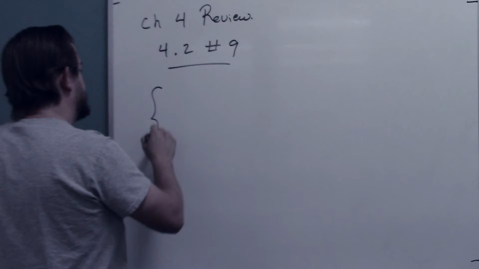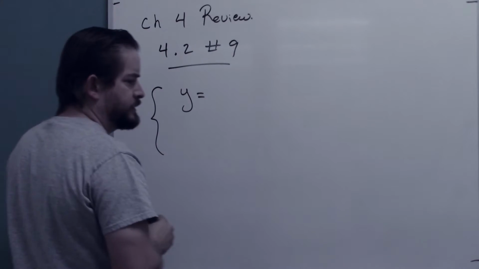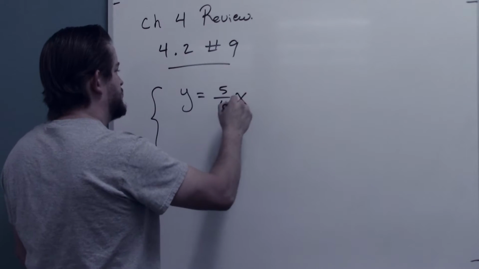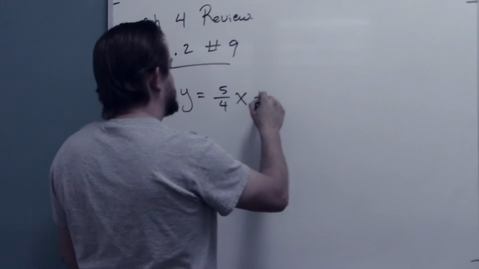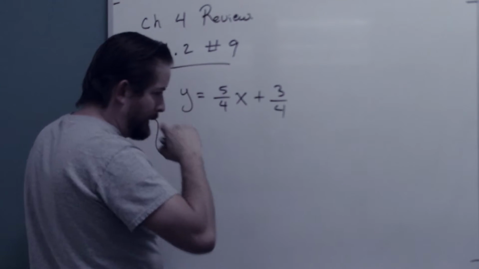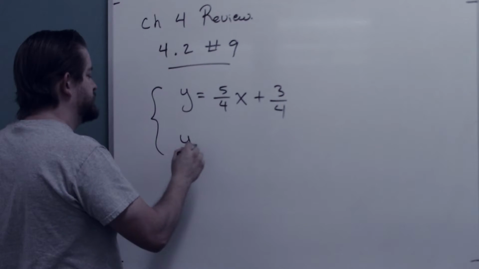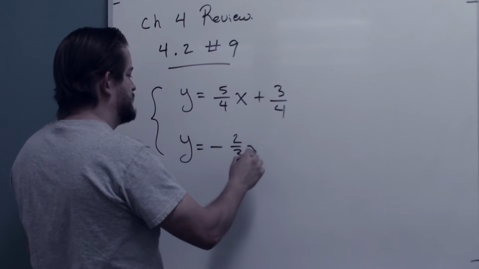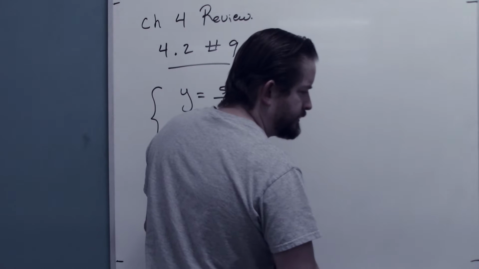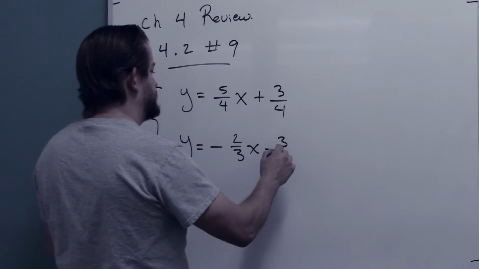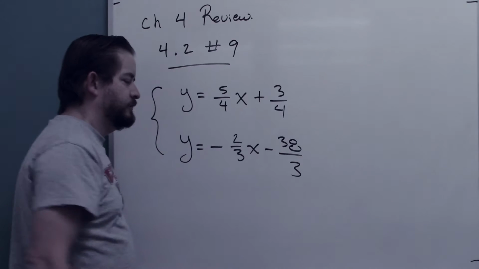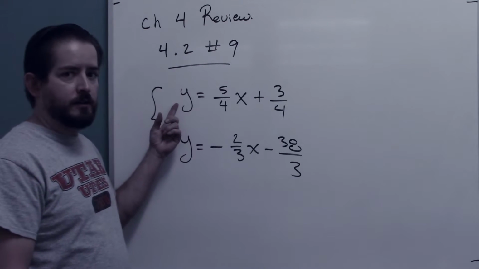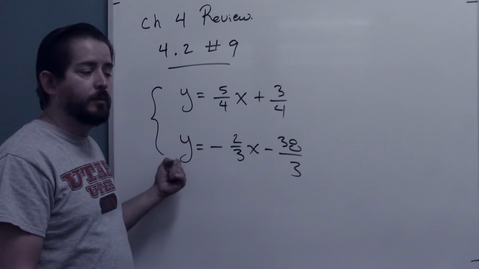We're given y equals 5/4 x plus 3/4. And my second equation is y equals negative 2/3 x minus 38/3. Okay? Not pleasant to look at right off the bat. It did tell us to do it by substitution, which is nice that y is already solved for not only in one but in both of these.